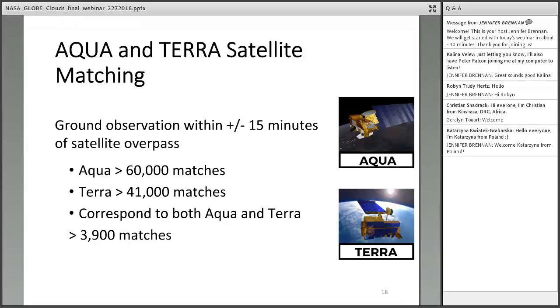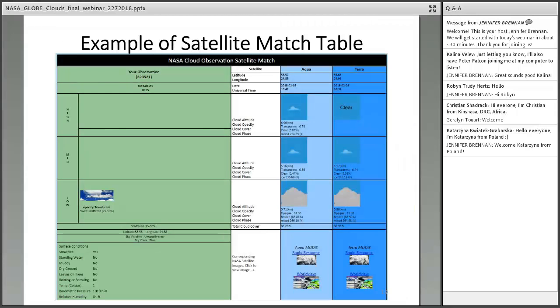For Aqua matching and Terra matching, for Aqua, we have over 60,000 satellite matches to our cloud observations. And for Terra, we have over 41,000. We also have a lot of ground observations that can match to both Aqua and Terra at the same time. We have almost 4,000 of those matches.